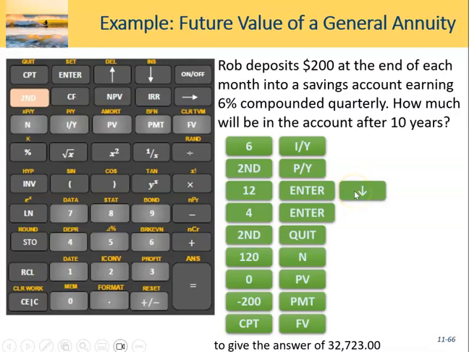But then you arrow down, and that's going to take you to the CY. It's going to show 12 because it automatically puts the CY exactly to what the PY is. But this is where we need to change it. Change it to 4 and then enter. Then we need to come out of that level by second, quit. And then that's when you put the rest of your information in. So again, let me know if you have any questions about that.